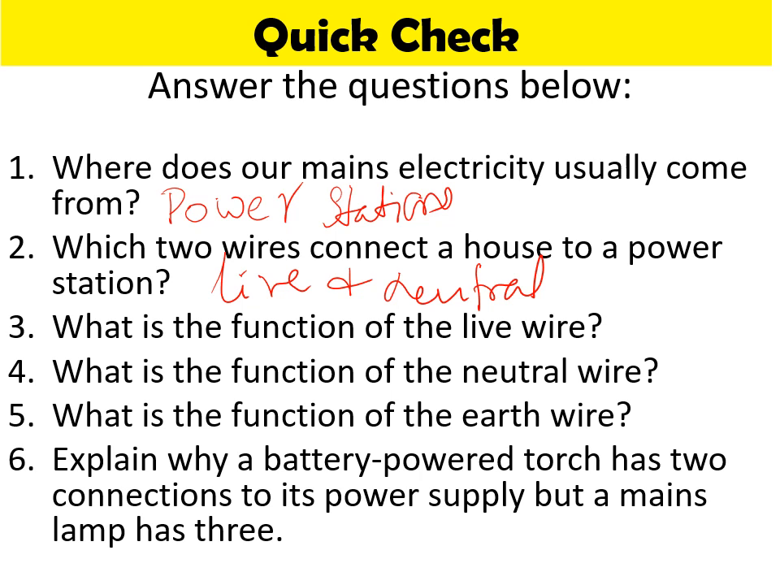What is the function of an earth wire? It is a safety measure. It protects the person from an electric shock in case the appliance becomes live. Explain why a battery-powered torch has only two connections, because one connection goes to the positive of the supply and the other one goes to the negative. Why does a mains lamp have three? Because it is connected to the main supply. It should have a live, neutral and an earth wire.